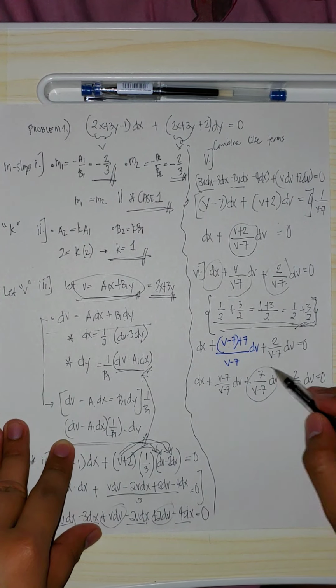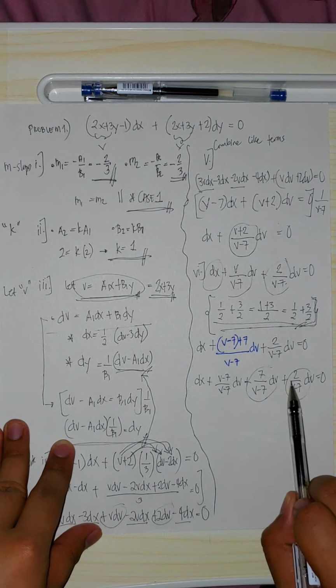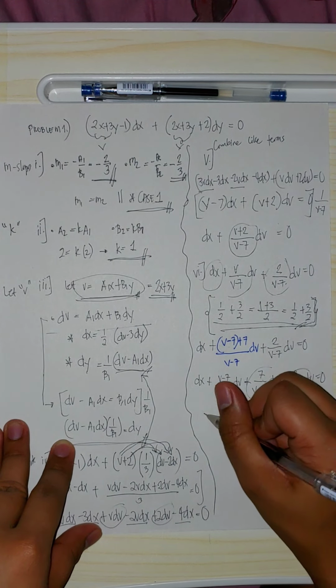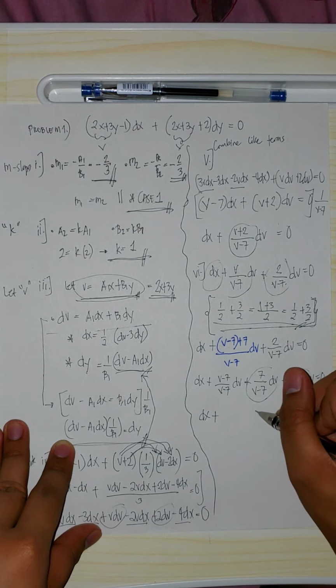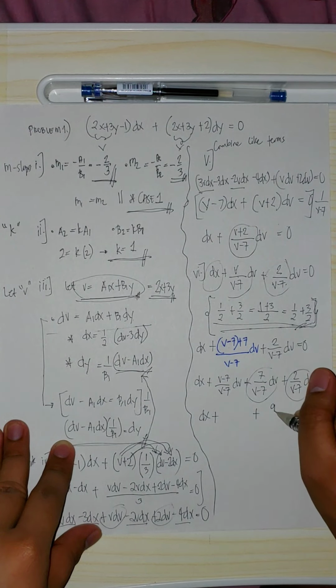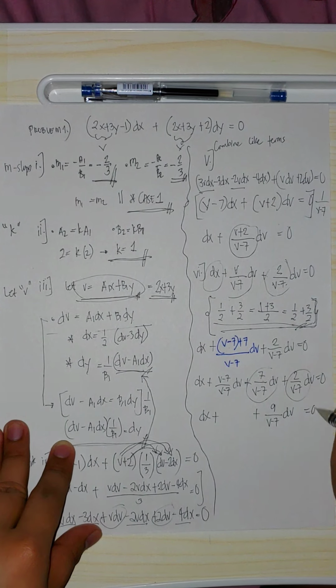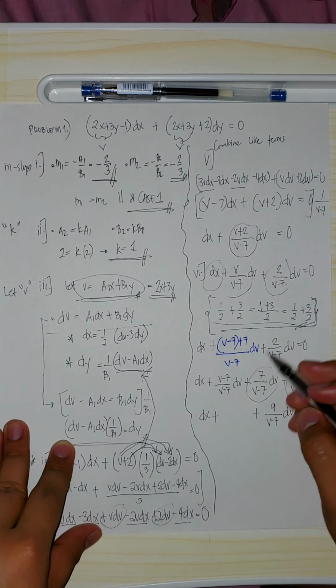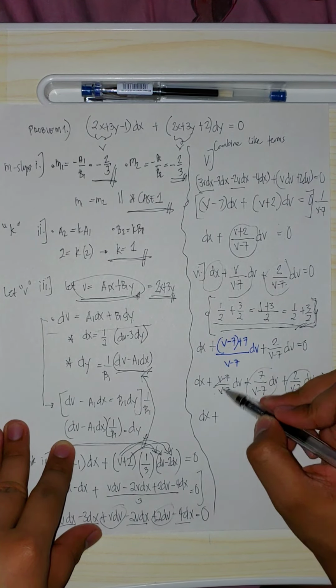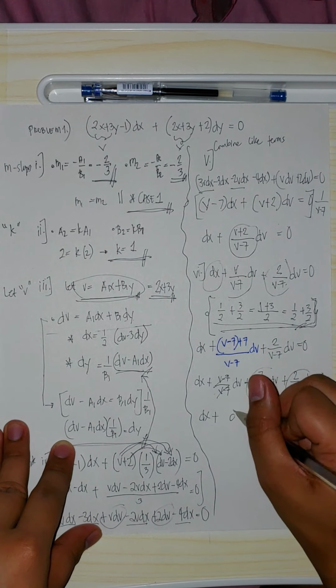If you notice, these have the same variable, so we can now add 7 plus 2. So we have here dx plus, we have here also 7 plus 2, that is 9 over (v minus 7) dv equals 0. So this one, v minus 7 over v minus 7, it cancels, this is just like 1, or just dv.